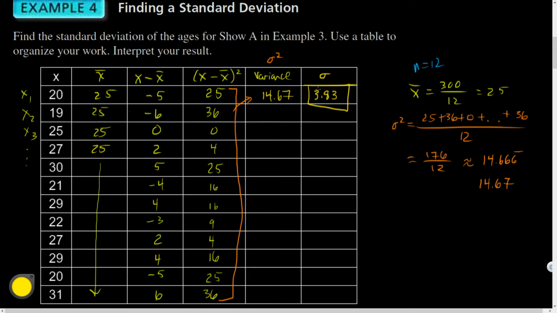If this number is small, that means they're all really close to 25. If this number is big, it means they're far away from 25. Notice, if I look at these numbers, it's kind of like the average of these numbers, almost, except I squared and then I square rooted a little bit as well. But yeah, so there we go. 3.83 is the standard deviation.